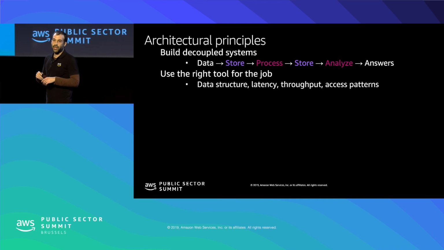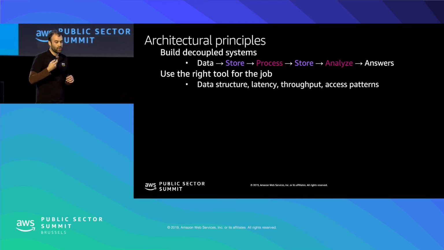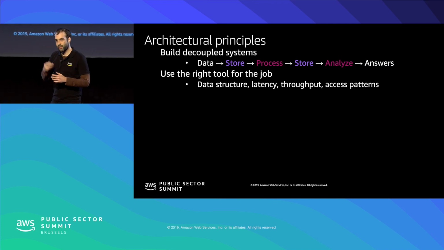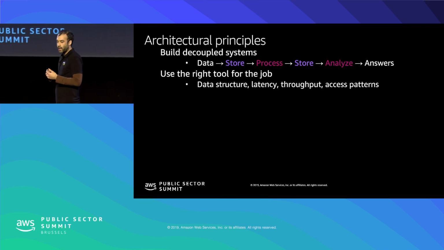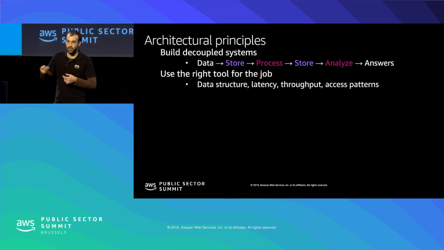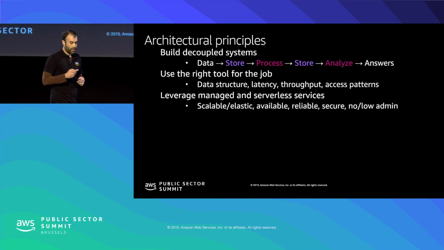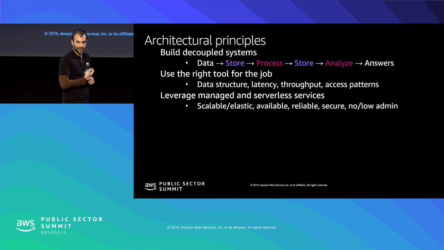Now, the second architectural principle is really use the right tool for the job. And in order to identify what is the right tool, there are a couple of questions that you need to ask yourself, and it really comes down to the data structure and to latency requirements that you might have. The third one might not be an architectural principle, but certainly something that we recommend our customers do.